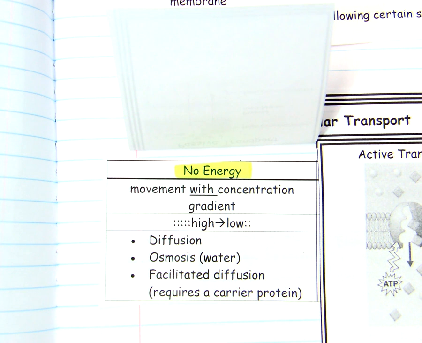Some examples, and we will talk in more detail about these examples tomorrow, include diffusion, which is the simplest form. So my perfume example. Osmosis is when water molecules move around. And then a special type called facilitated diffusion, which requires one of those membrane proteins, but still no energy.